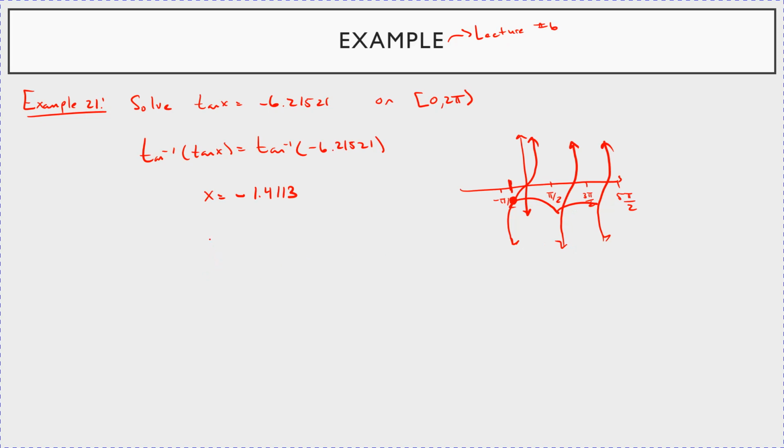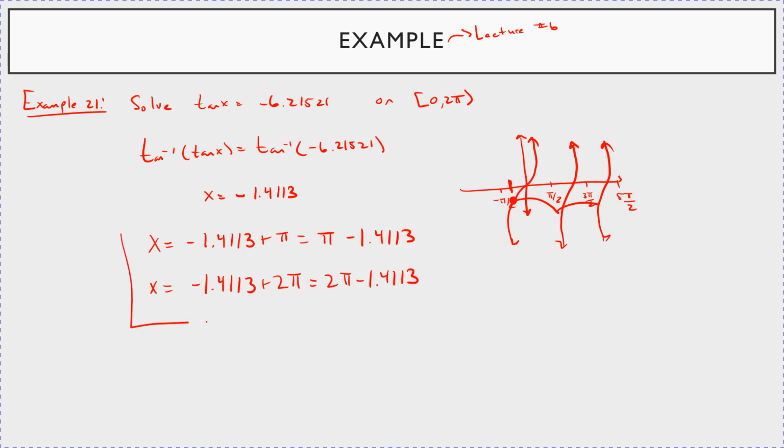So really you're going to take and add pi to this. One solution is going to be negative 1.4113 plus pi, which looks weird, so I'm going to write it as pi minus 1.4113. And then another one is going to be negative 1.4113 plus 2 pi, which is 2 pi minus 1.4113. And those are the 2 values between 0 and 2 pi.